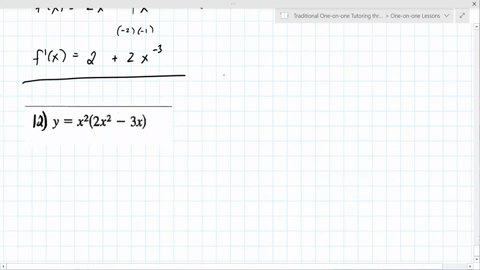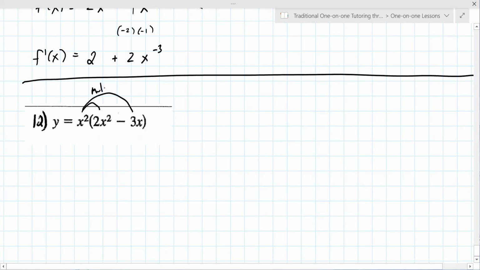Okay, so we're going to take the derivative of this. Now, this time you multiply first. You multiply and you distribute. This is before the calculus, no calculus yet. So this becomes 2x to the 4th minus 3x cubed.